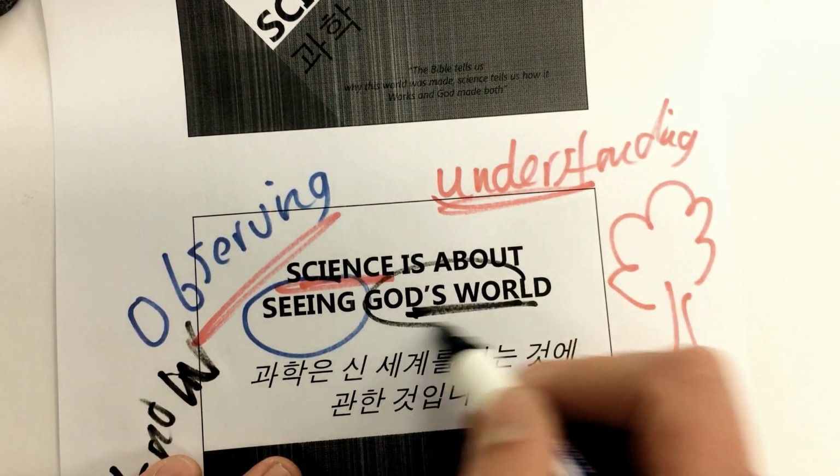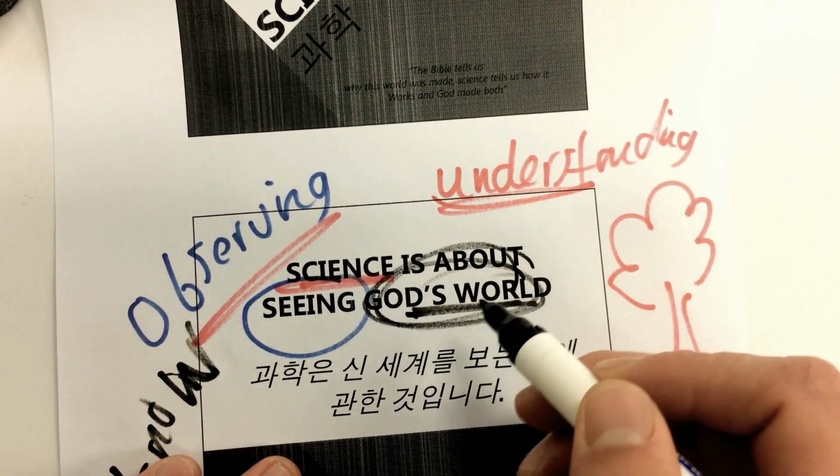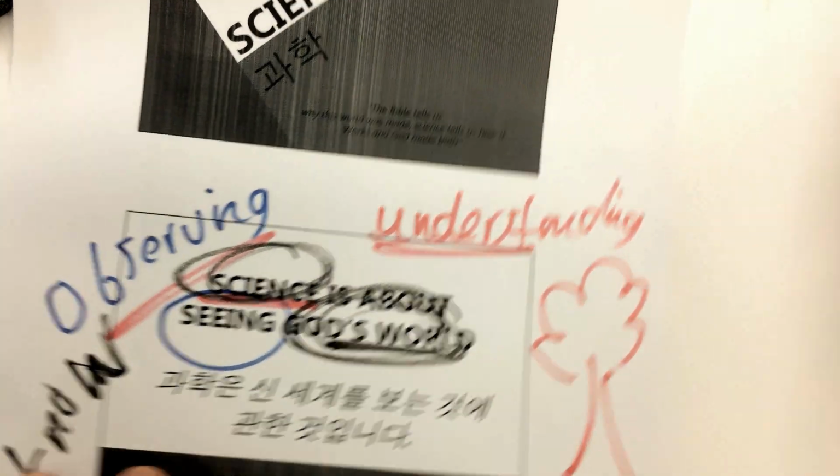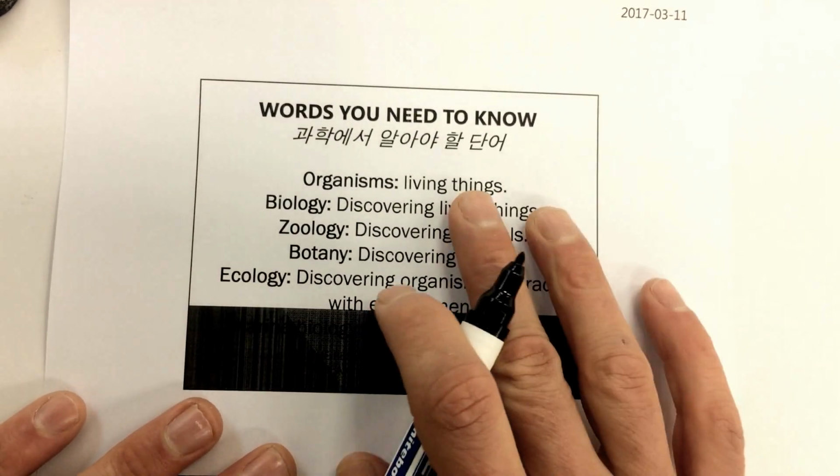God's world. God owns this world. God made this world. God's the creator. And in science, we want to know about God's world. So that's a little bit about science there. Words you're going to need to know in science.